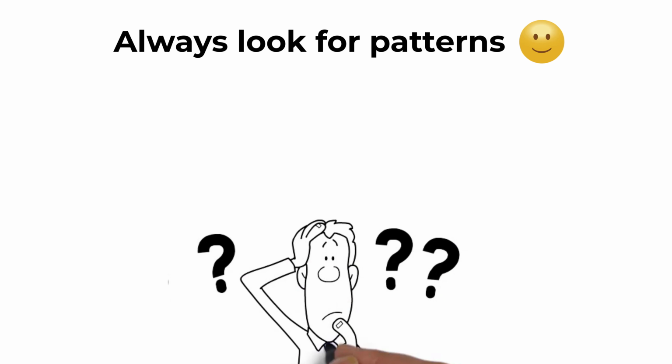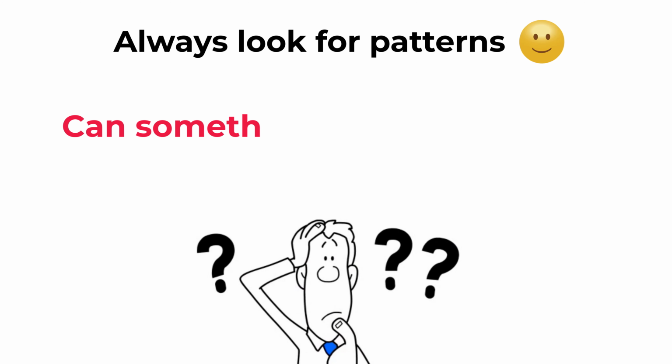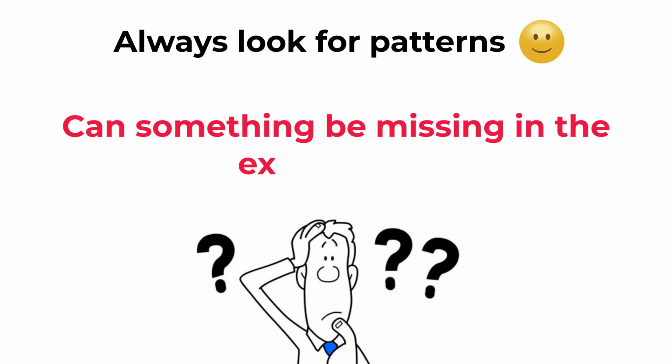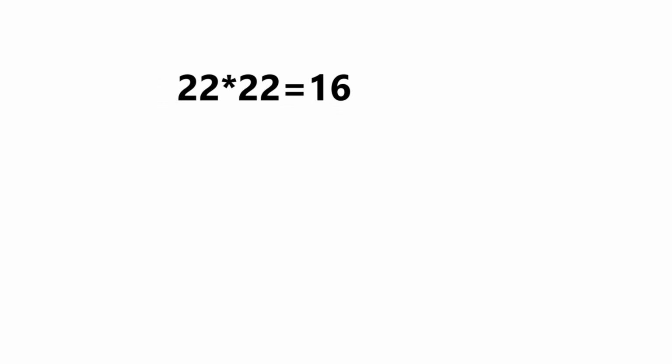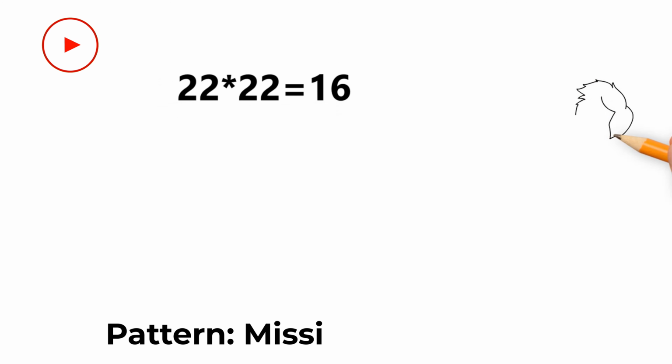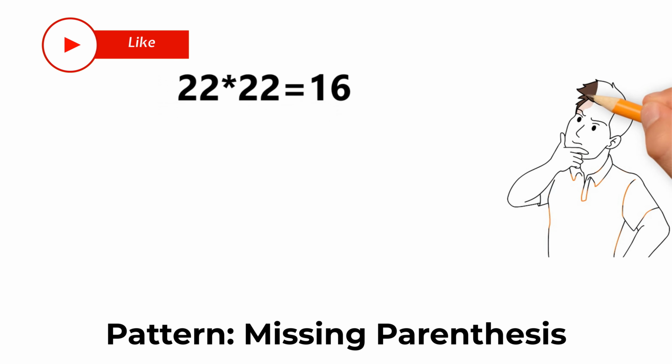Typically, to solve these types of problems, you need to identify the pattern. And in this particular case, the pattern is that the sign and parentheses are hidden in between digits and are not presented on the screen. Let's look at the first 2 examples. 22 multiplied by 22 equals 16. It is not obvious because it doesn't go along with the rules of conventional math.